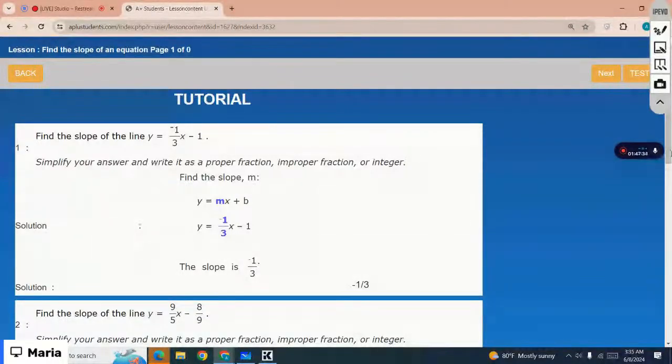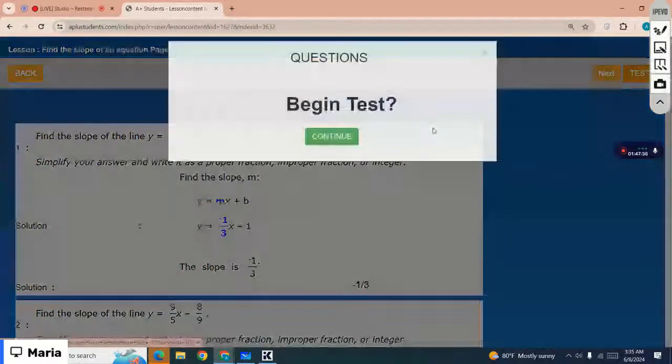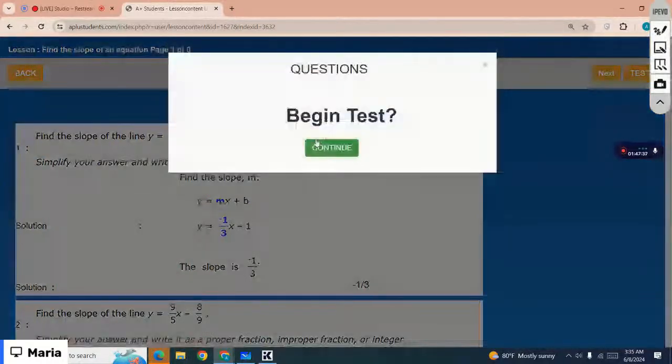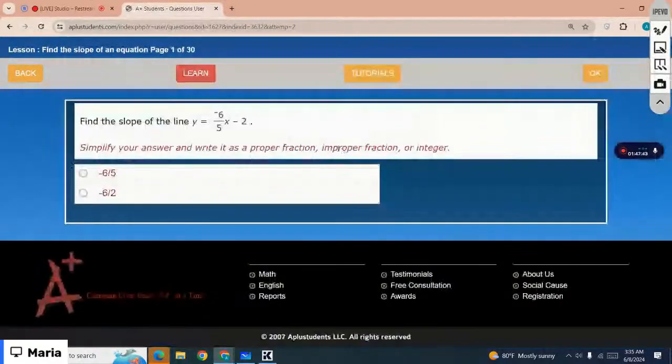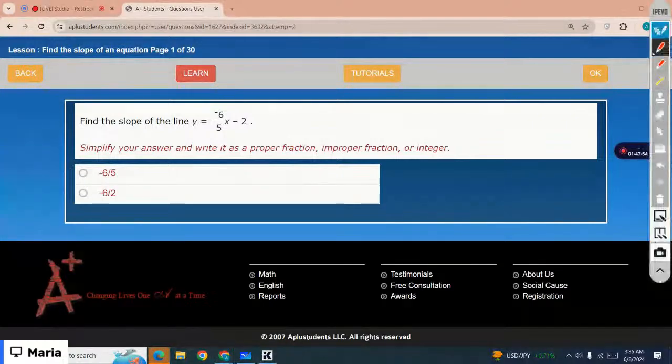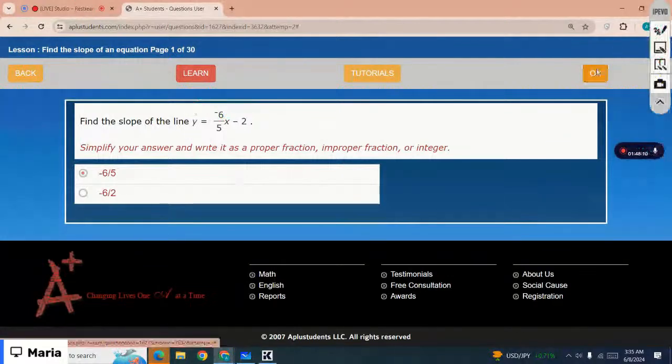Let's just start with the test questions. You have to keep in mind the coefficient of x is the slope, right? The slope of the line y equals negative 6 by 5x minus 2. You have to compare this equation to y equals mx plus b. So m is the coefficient of x, so that would be negative 6 over 5. Option number 1 is the correct option, that is negative 6 over 5.